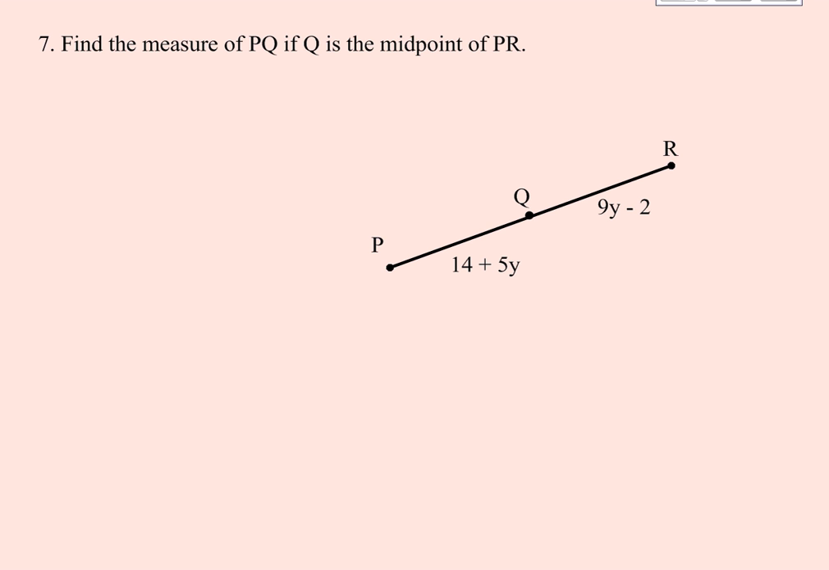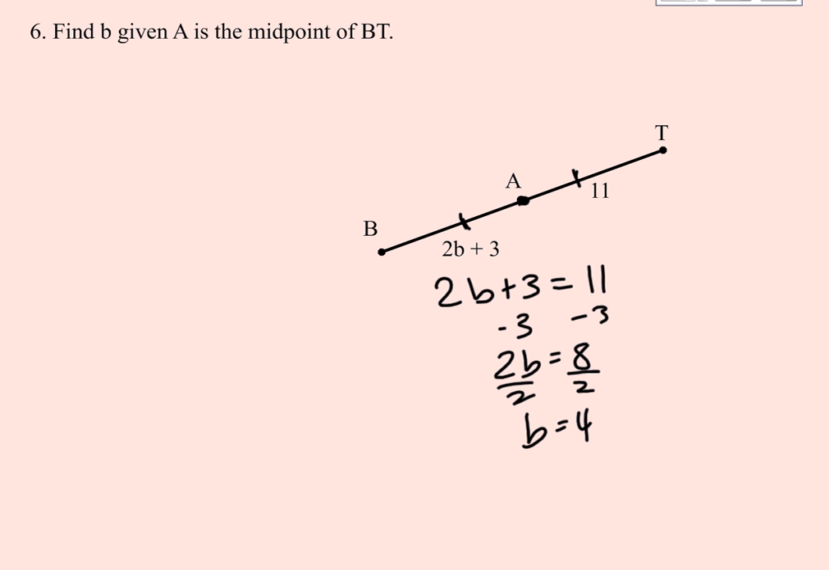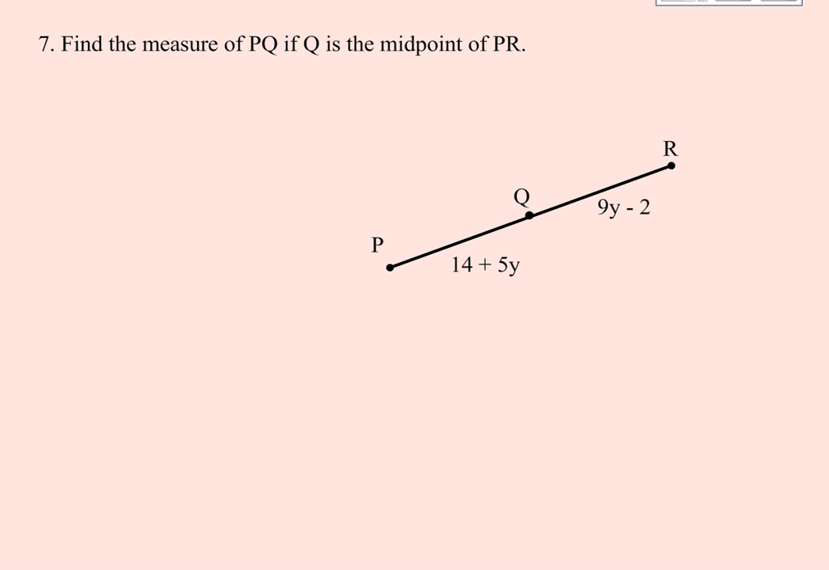So figure out the measure of PQ if Q is the midpoint of PR. So hold on a second. PQ and QR are equal to each other. They have the same measure. The segments are congruent. That means that's equal to that. So now it just becomes an algebra problem. But it's just a concept of realizing that these two things are equal to each other.